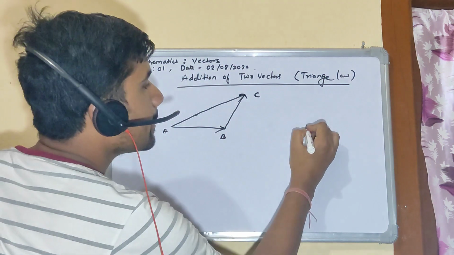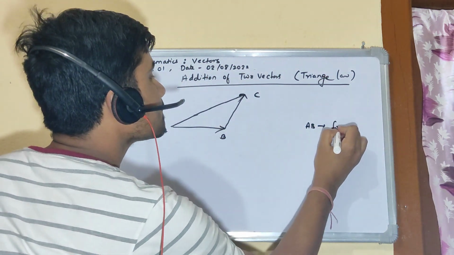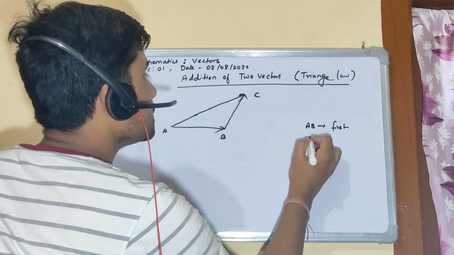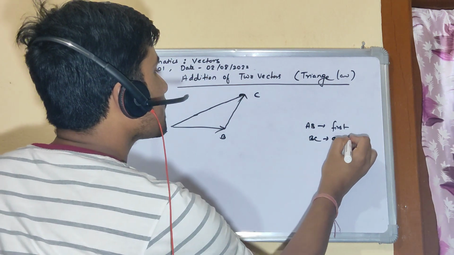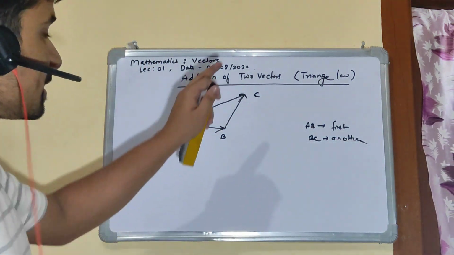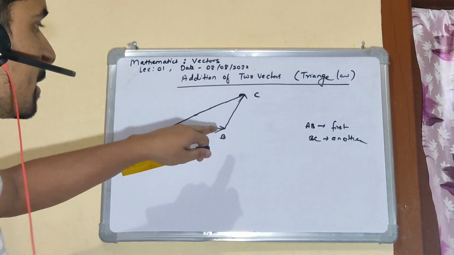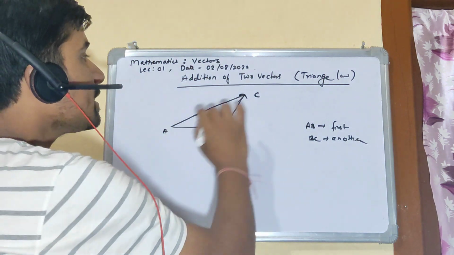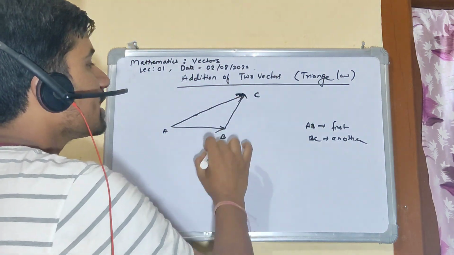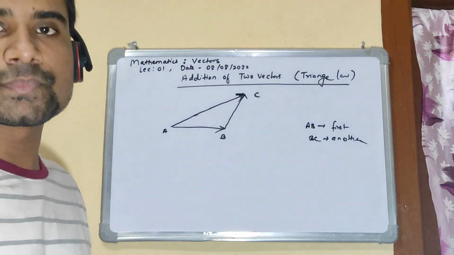So my AB is the first vector, let's say, and my BC is another vector, right? So you see that the tail of BC is lying on the head of AB. So the resultant will have its head coinciding with BC, right? Okay.